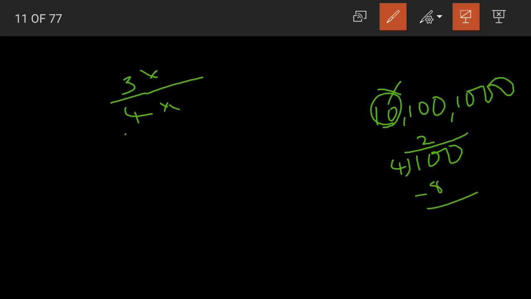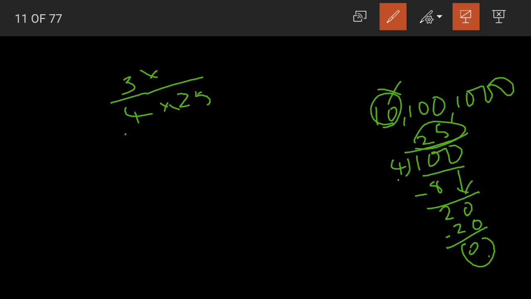4 twos are 8. When we subtract, 2 is remaining. 0 brought down. 4 fives are 20. When we subtract, 0 is our remainder. So 4 divides our 100 exactly. And by how many times? 25 times. So 4 into 25 is equal to 100. Understood children? 4 into 25 is equal to 100.